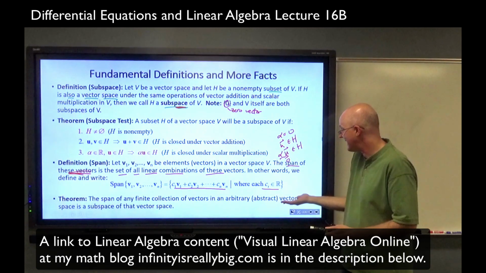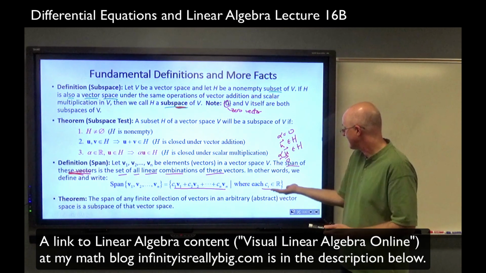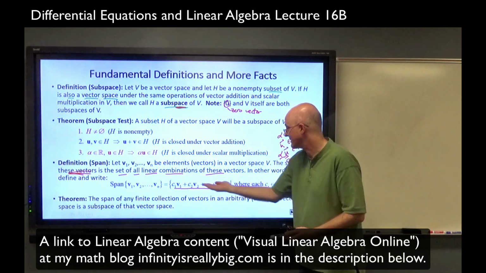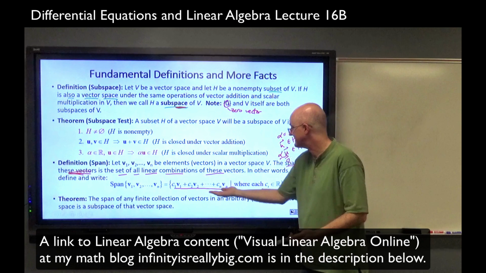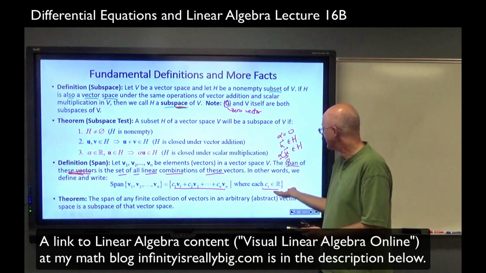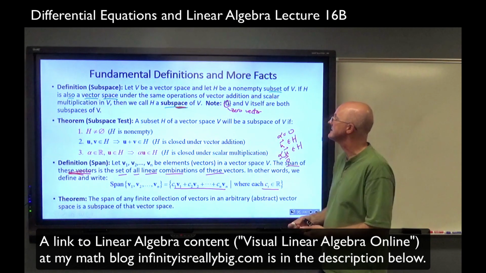First, is the set non-empty? Sure, because the C's can be anything. Even if all the V's were the zero vector, it would still be non-empty because I could still pick C to be anything and I'd get the zero vector. The C is allowed to be anything, which says this is going to be non-empty.